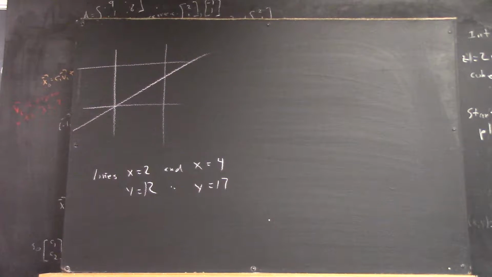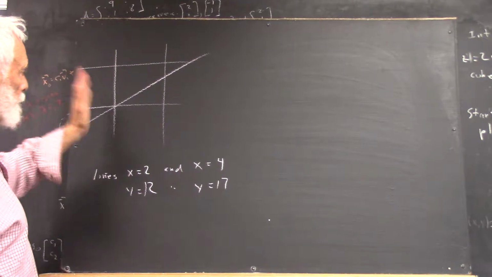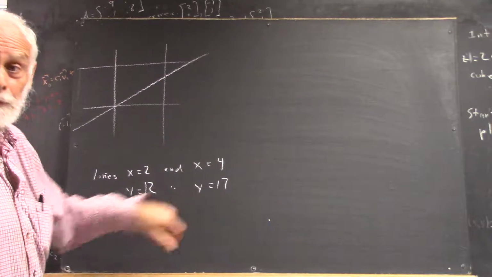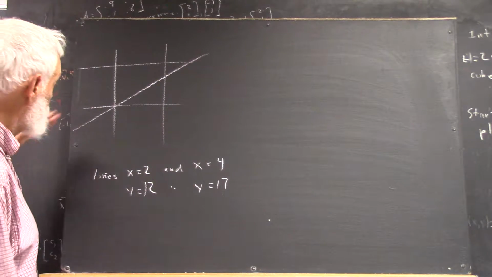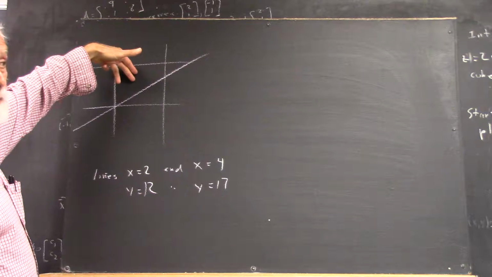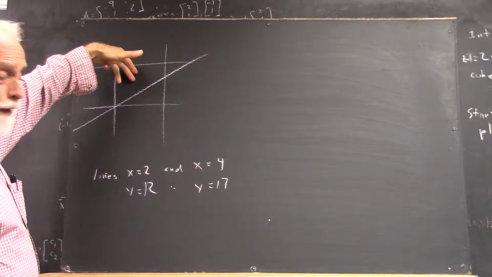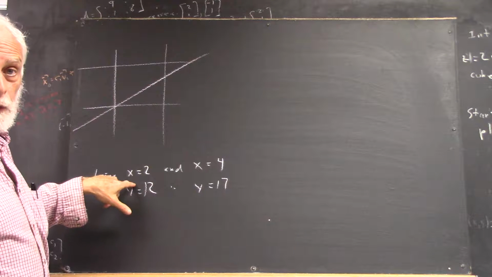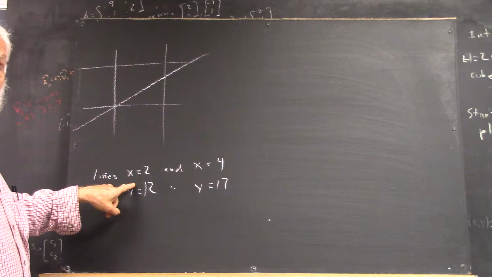Okay, we have a picture. These are supposed to be horizontal and vertical lines with these equations. And we have a straight line, and we want to get the equation of that straight line as best we can estimate it. One of these lines is x equals 2. Which one do you think that might be?